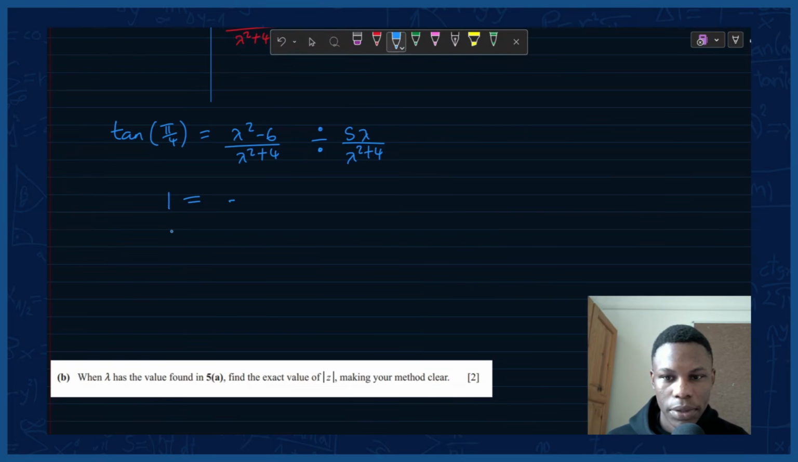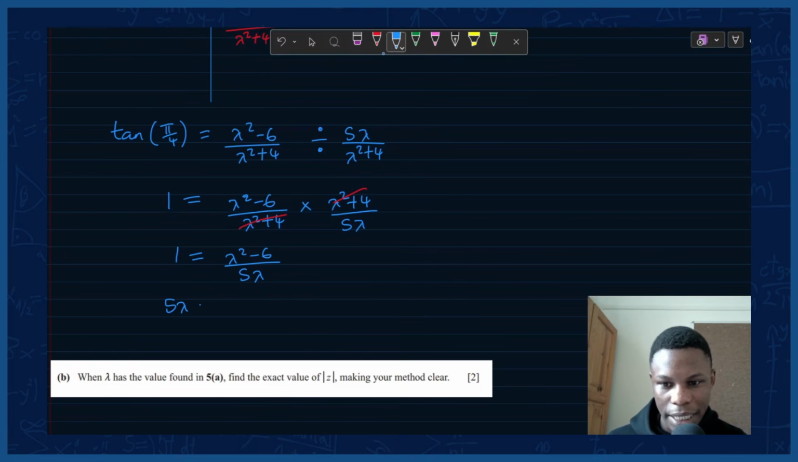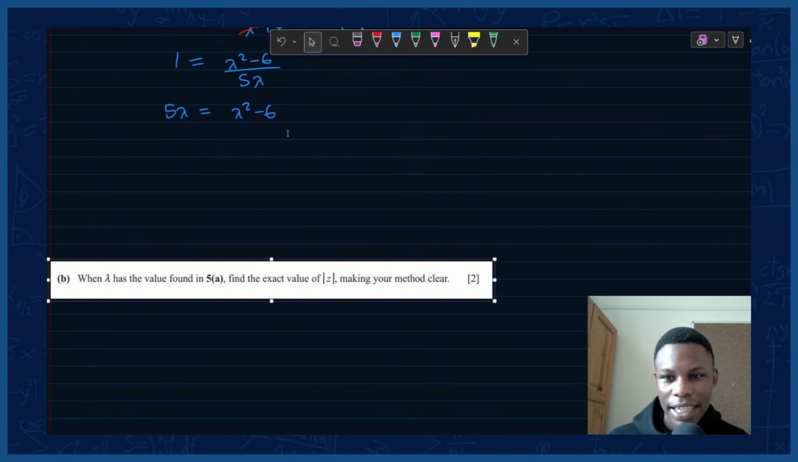And this is equal to, because we're dividing there, I can change it to a multiplication sign and invert my fraction. So that's lambda squared minus 6 over lambda squared plus 4 multiplied by lambda squared plus 4 over 5 lambda. And hopefully you can see that these two will cancel out. And so what I have is 1 is equal to lambda squared minus 6 over 5 lambda. Multiply both sides by 5 lambda. 5 lambda is lambda squared minus 6. Move everything to one side. And we have lambda squared minus 5 lambda minus 6 is equal to 0.